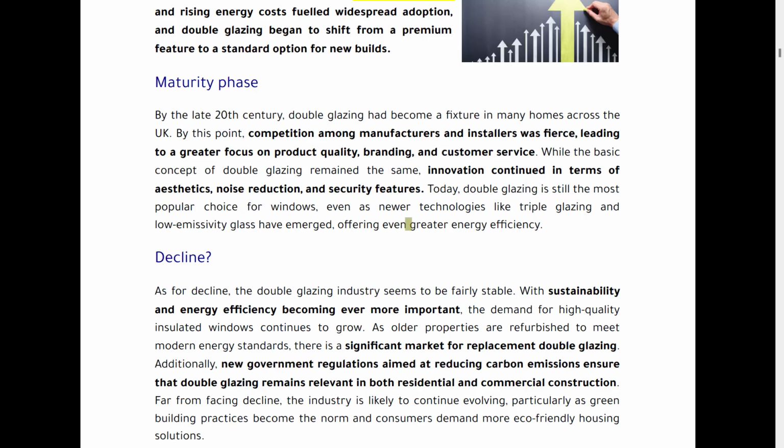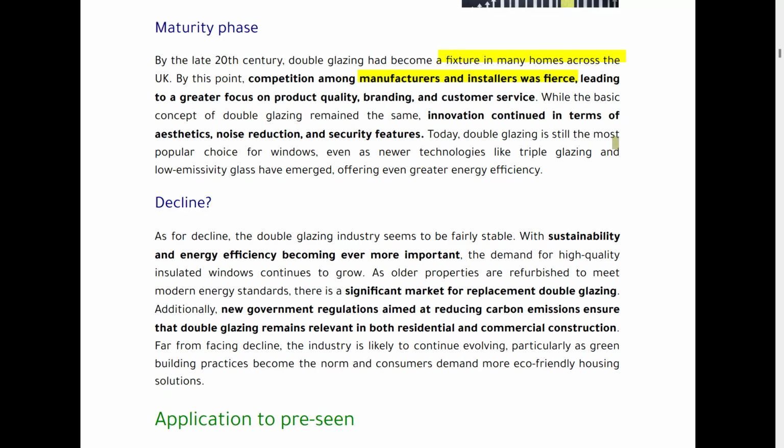Moving into the maturity phase, by the late 20th century, we knew that double glazing had become a feature in many homes across the UK and in other countries. By this point, competition among manufacturers and installers was really fierce. We know that a lot of our key household names in the UK were developed in about the late 60s. So the late 1960s, we began to see these big double glazing firms being created, and they began to compete in this late 20th century. This was really good news for the consumer, as competition often is.